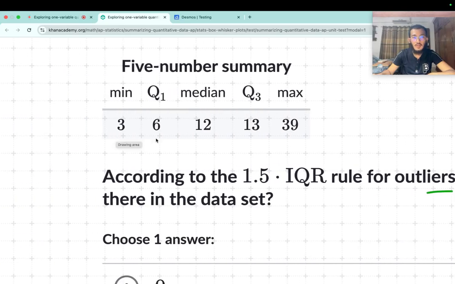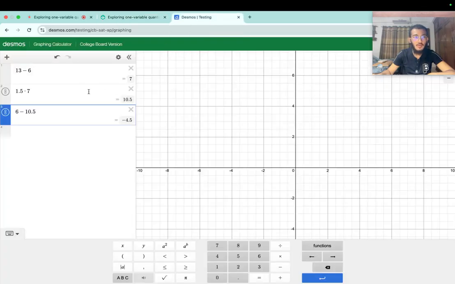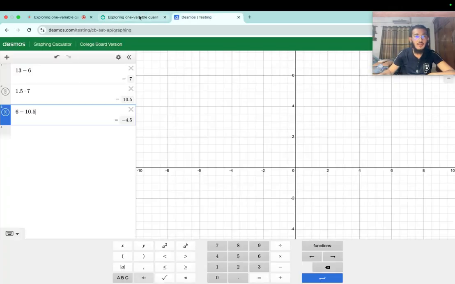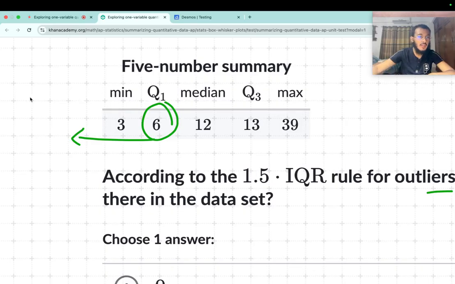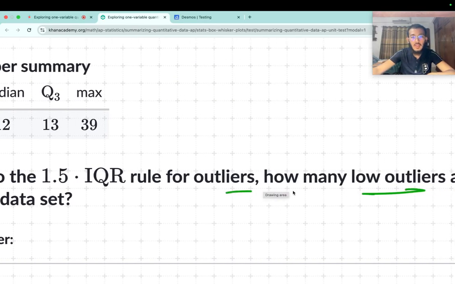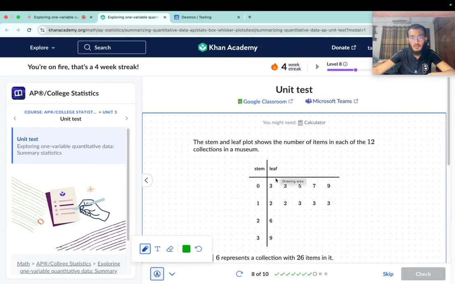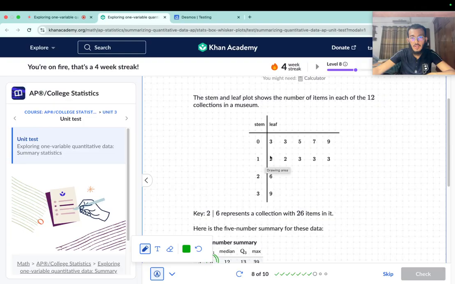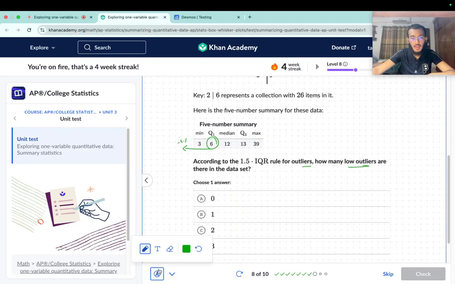So since the low one is 6 and 1.5 times the interquartile range of 7 is 10.5, if you have a data point less than negative 4.5, then that is what we consider a low outlier. Now, do we have one? We don't. The minimum is 3. So we don't have any then.